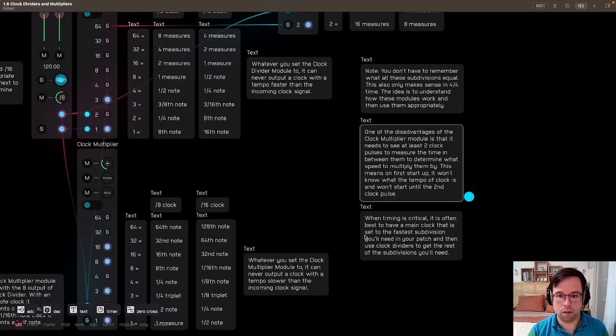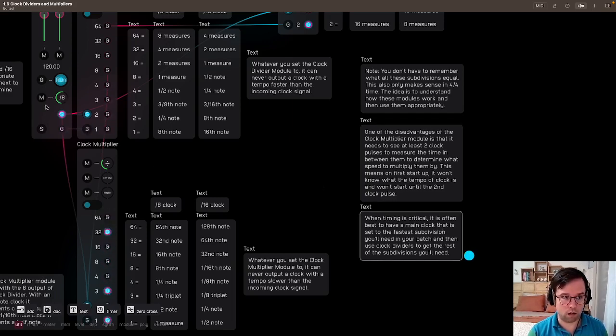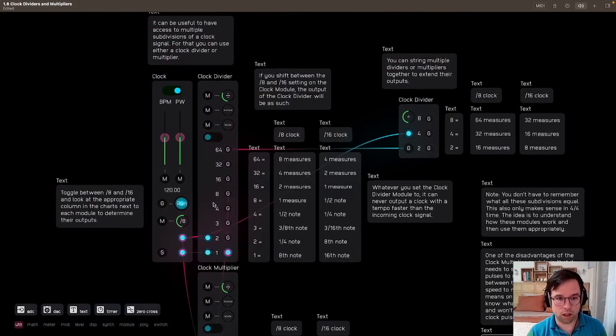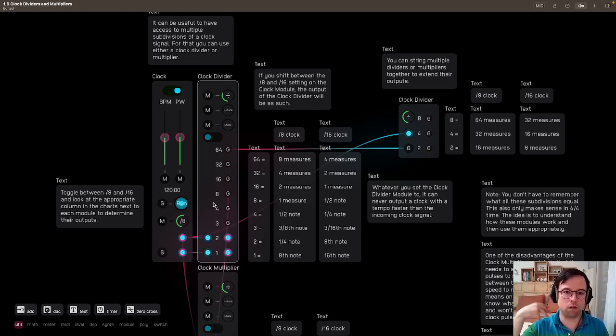However, when timing is critical, it is often best to have a main clock right here that is set to the fastest subdivision that you'll need in your patch, and then use clock dividers to get the rest of the subdivisions you'll need. Clock dividers work in a different way, where they work instantly. They don't need to see into the future because they have a counter on the inside that's counting how many clock pulses have come in and using that to extrapolate the divisions.